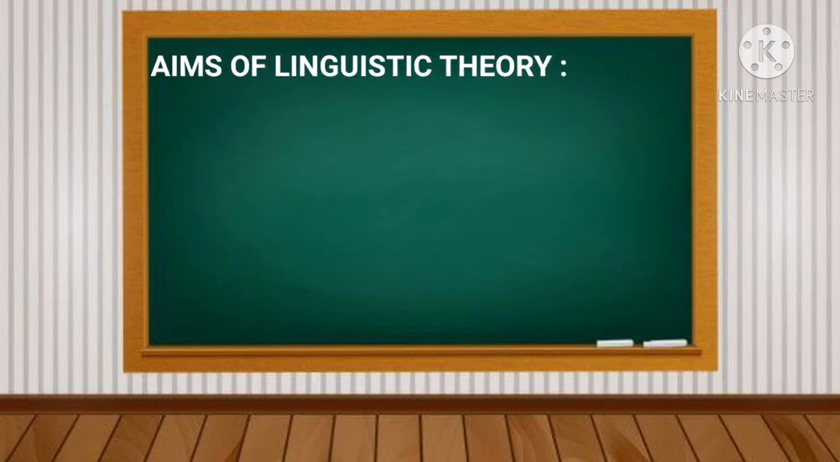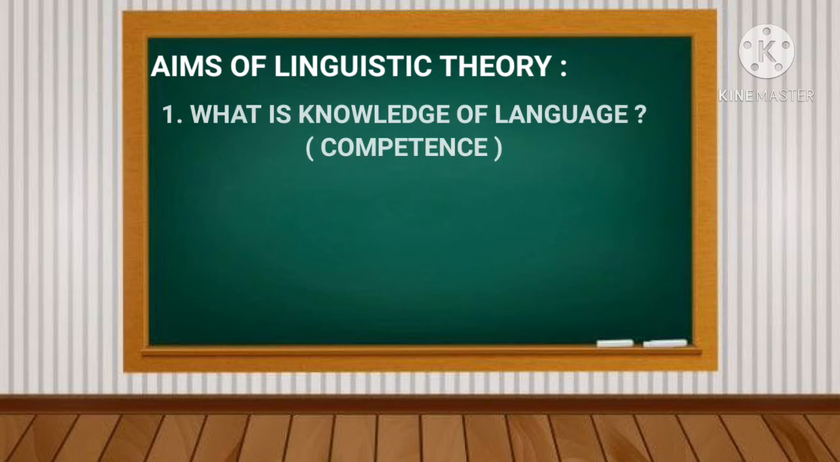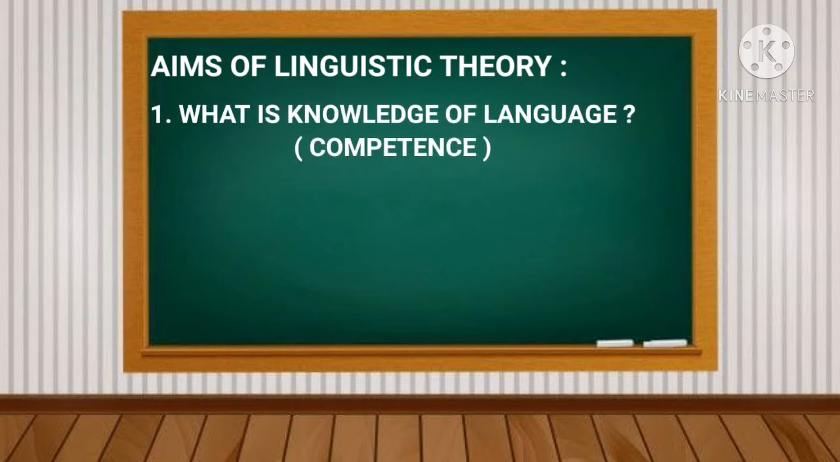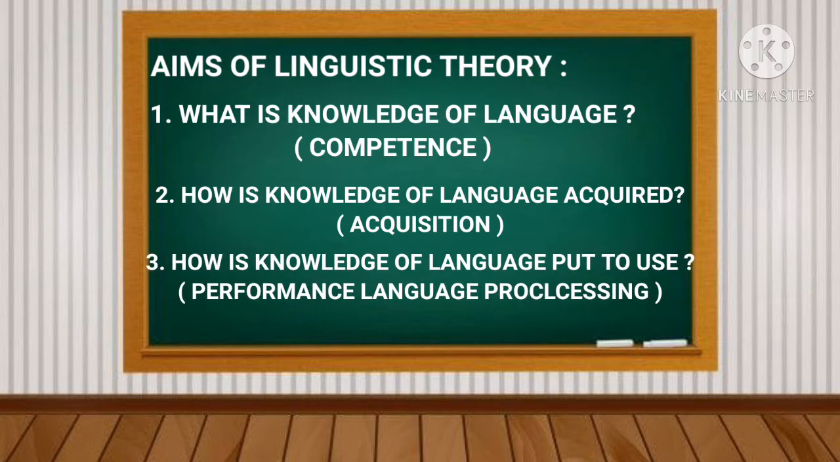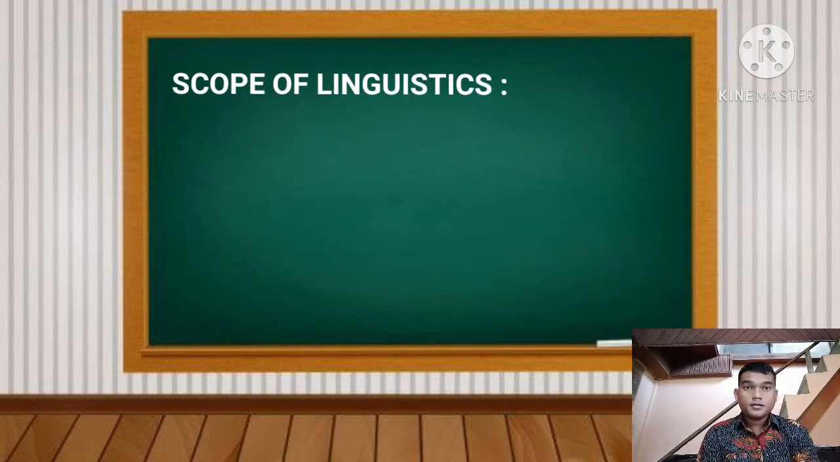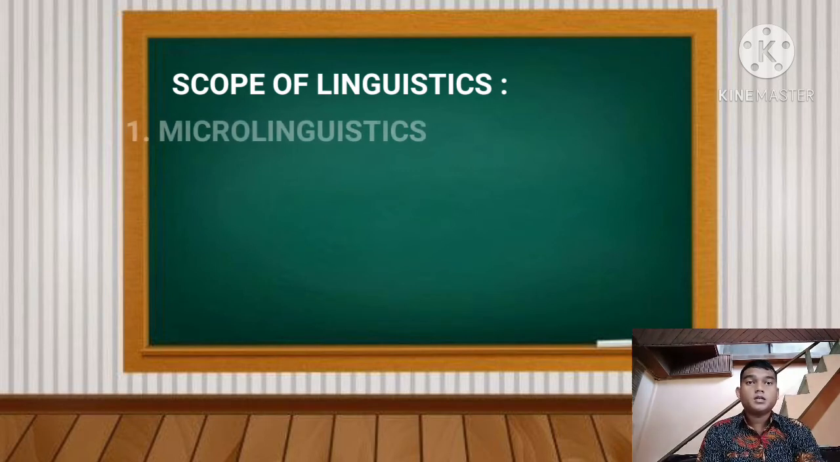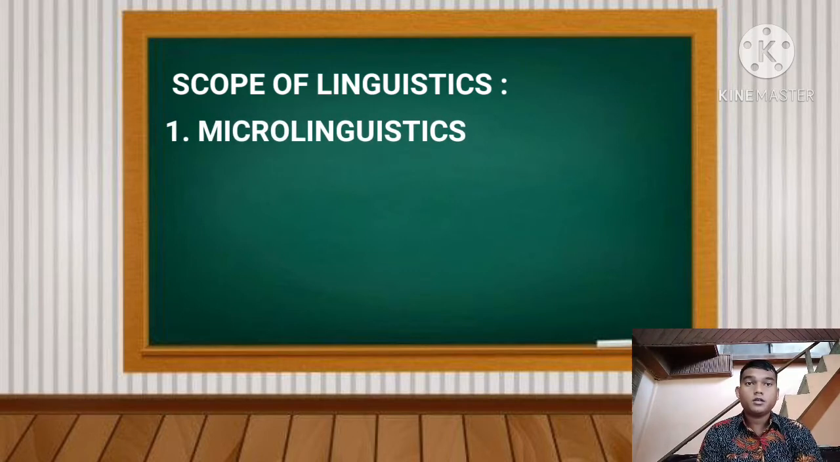Aim of linguistic theory. First, what is knowledge of language? Competence. How is knowledge of language acquired? Acquisition. And the last, how is knowledge of language put to use? Performance, or language processing. Next, scope of linguistics: microlinguistics and macrolinguistics. First, we will discuss microlinguistics. Microlinguistics includes phonetics.